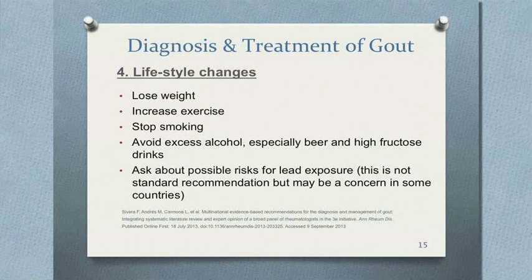The lifestyle changes are important. I mentioned the comorbidities, and that's what the lifestyle changes are about. Weight loss, increase exercise, stop smoking, alcohol, and especially, as I mentioned previously, beer and high fructose drinks. Even people who are eating a lot of sugared foods, this may help their hyperuricemia, and a lot of people aren't aware of this. Part of the recommendations is not about lead, but because many of you live in parts of the world where lead exposure may be a problem, I would ask about this as well.